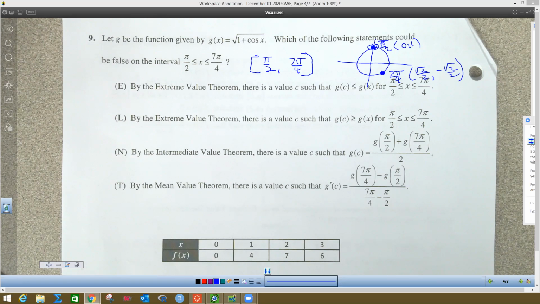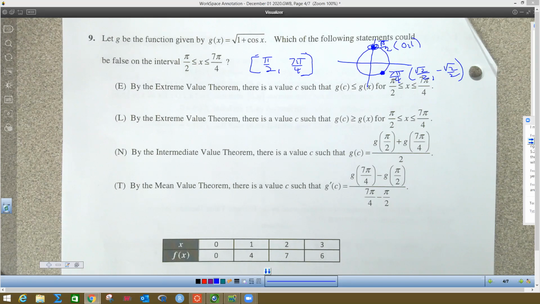If f is continuous on a closed interval [a, b], then f has both a maximum and a minimum on the interval. What is that actually telling us? The maximum and minimum are on the interval. That means we are guaranteed that on that interval there is going to be a maximum value and a minimum value. That's what it says.